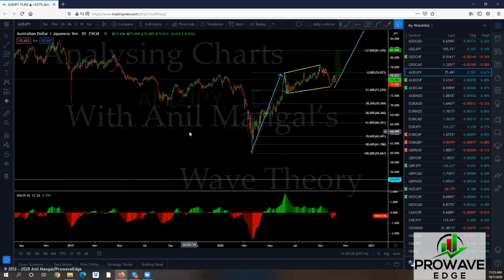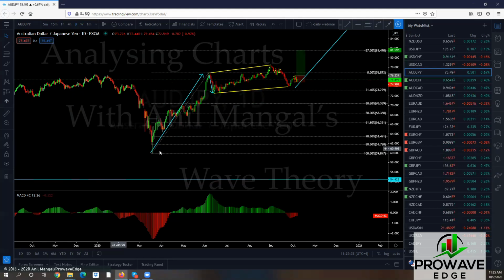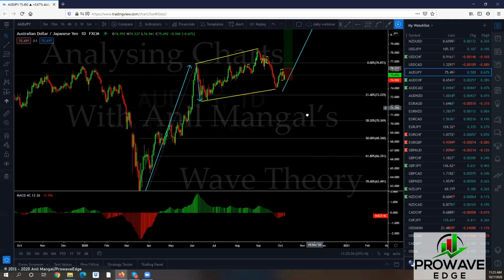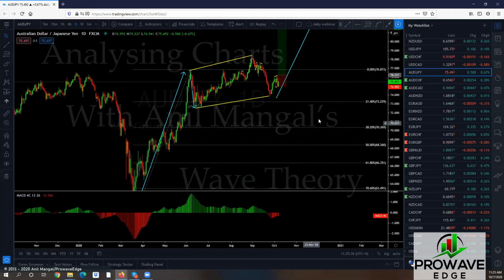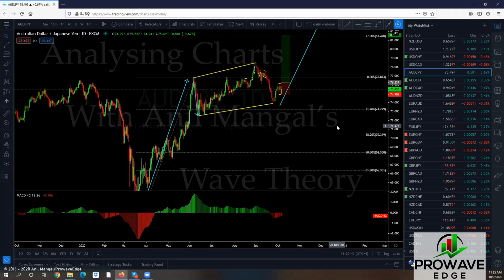And the reason I think so is because we've got a sharp move going up. And as far as I can see, we're consolidating. Now, if you follow what I do, you will know that I look at patterns that form. And this is the pattern that we know. It's called a running flat pattern.